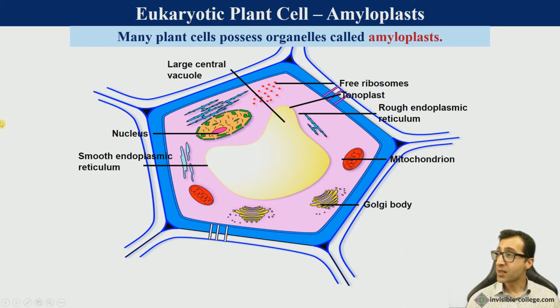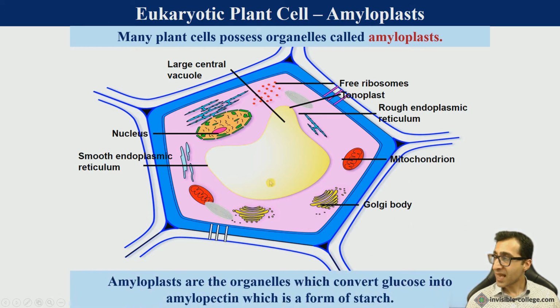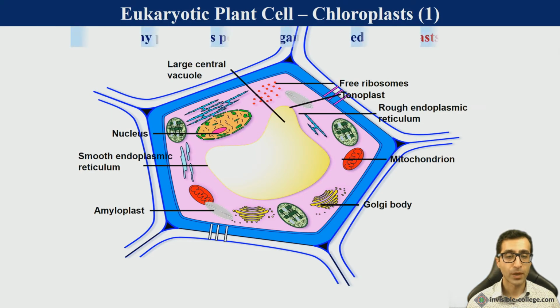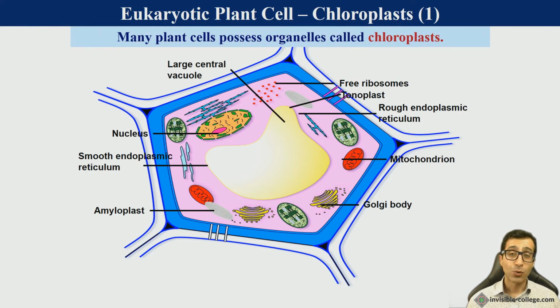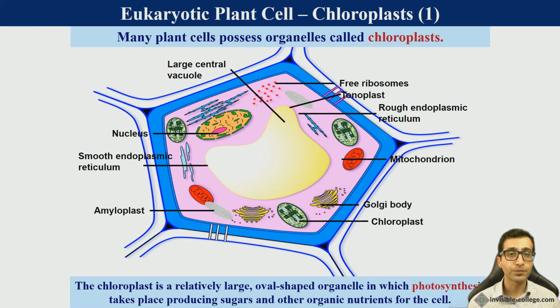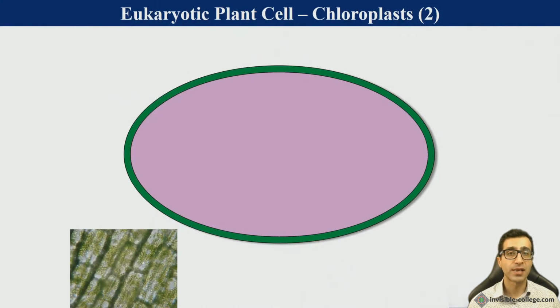So many plant cells also possess organelles called amyloplasts. And amyloplasts, like these, are organelles which convert glucose into another substance called amylopectin, and amylopectin eventually forms the storage carbohydrate starch. Now, also many plant cells will contain chloroplasts, which are the site of photosynthesis. So let's have a look at chloroplasts in a bit more detail.